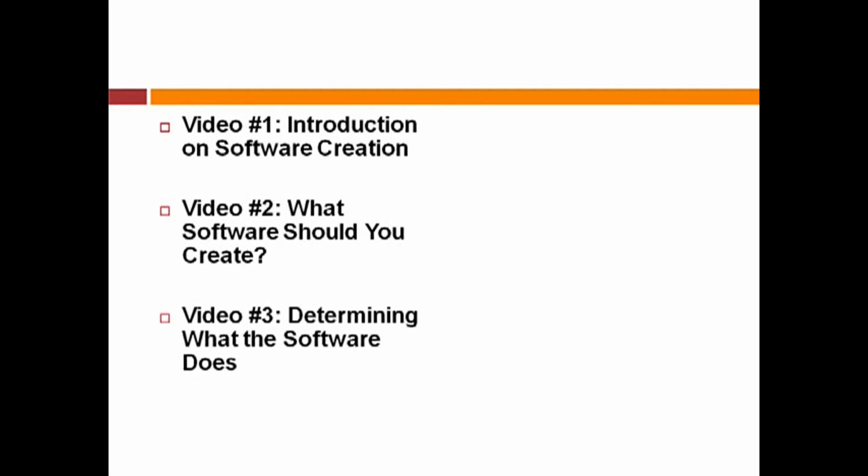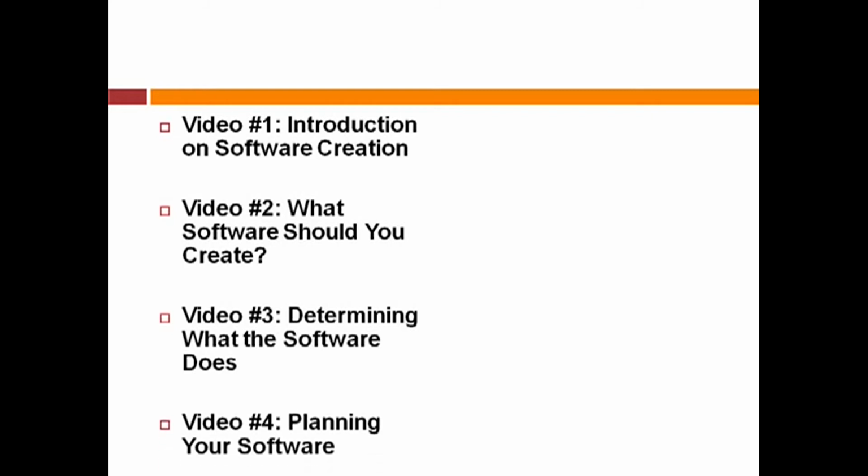In Video 3, I'll be talking about determining what the software does. Once you have an idea of what it is, you need to determine what it does. What kind of actions, what kind of functions, what does the software do in exact terms? Don't worry, I'll show you all that in that video. It's very easy. In fact, if you know how to create a to-do list or a grocery list, it's a very similar concept. If you can do that, you'll be able to master Video 3.